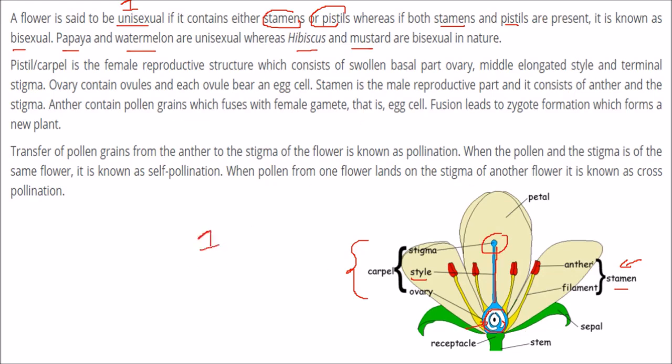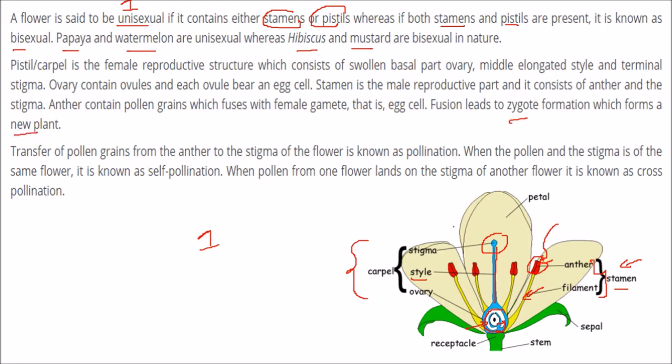The stamens are the male reproductive part, and they consist of the anther and the filament. The anther contains the pollen grains. The pollen is going to fuse with the female gamete, that is the egg, which is found in the ovary. The fusion leads to zygote formation. The combination of these two forms a zygote, which forms a new plant.